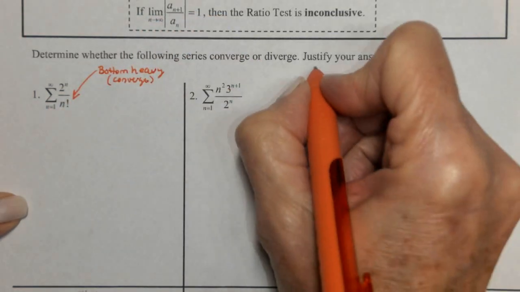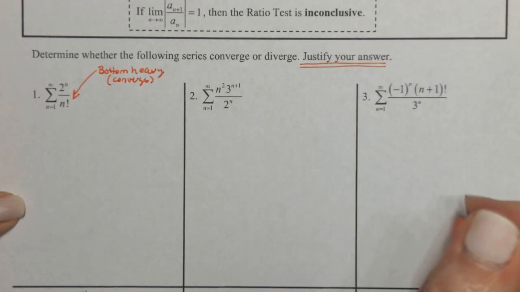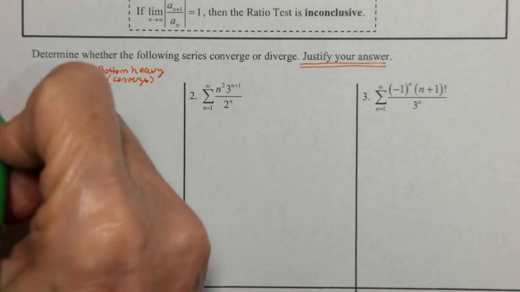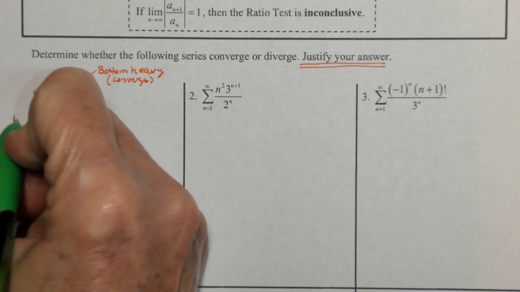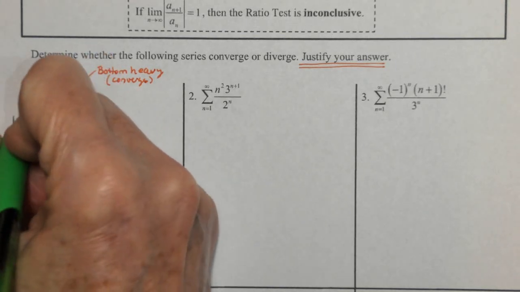Let's prove it because we are told to justify our answer. So we have to prove it. We know that it's going to converge though. I want you to know that this is going to converge even before you begin. Okay, so it does have factorials. It's a little bit complicated, so I'm going to use the ratio test.